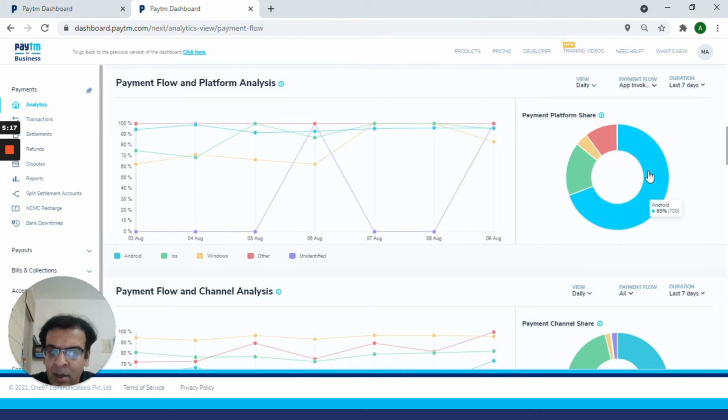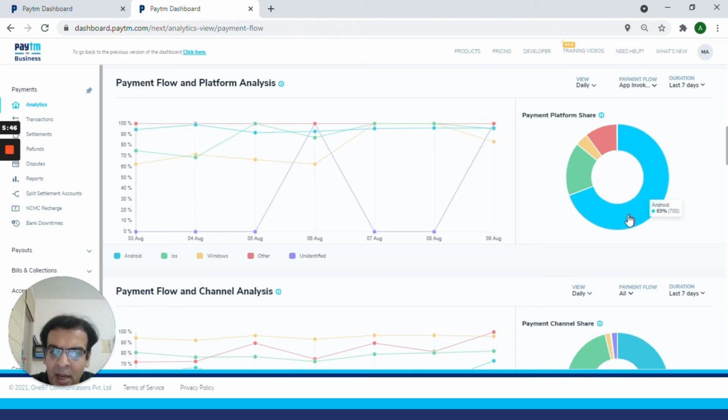So for example, you can see that 70% of the transactions are coming from Android. That means it holds the majority of the share, and if you look at iOS, it holds 16% of the share. That means 85% of your transactions are coming from mobile app. So those are the insights which you can draw from these two graphs.